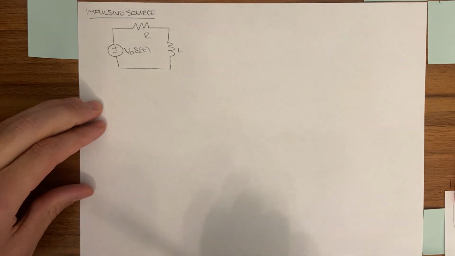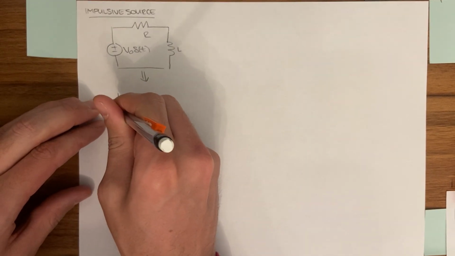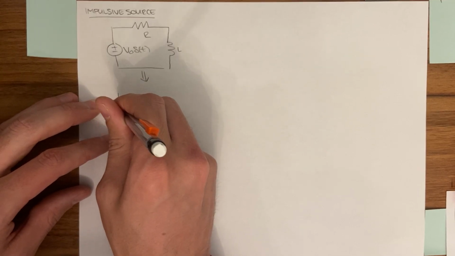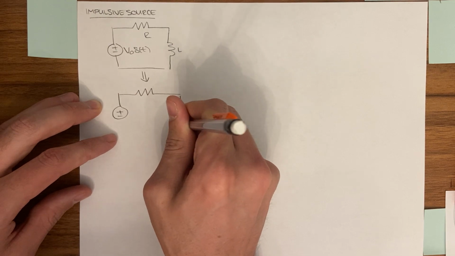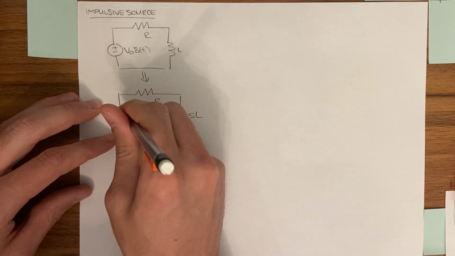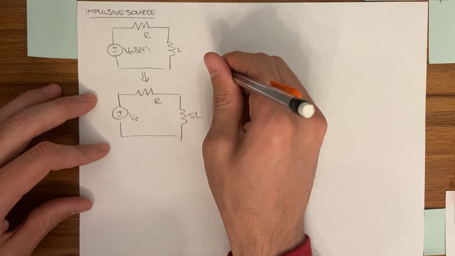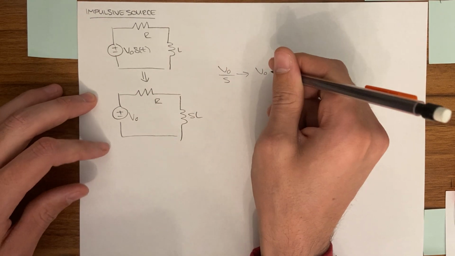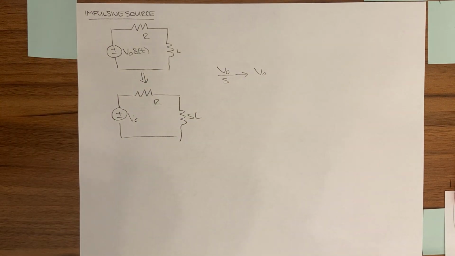One more thing we can do: if you have an impulsive source, you take the Laplace transform of the circuit. What we end up with is SL and R, just like you normally would. But here, it's just V naught. If it's a step response, it's usually V naught over S, but for an impulse response, it's V naught. So that's something we have to be aware of.